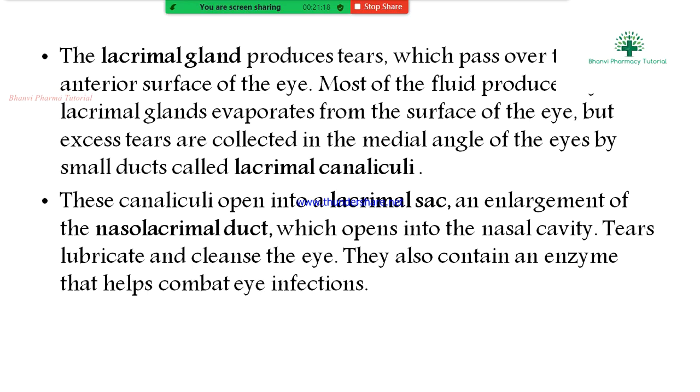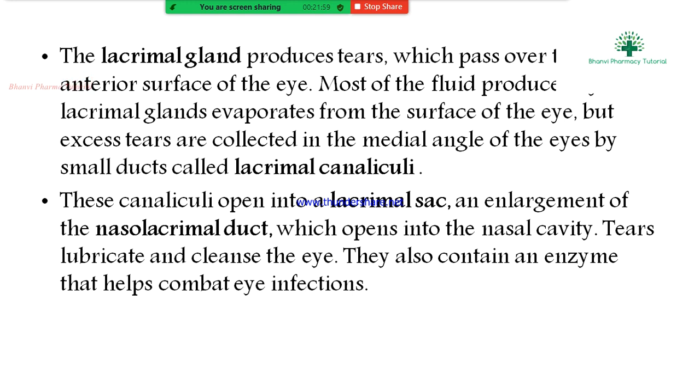Next, the function of the lacrimal glands is the production of tears, which pass over the anterior surface of the eye. Most of the lubricating fluid, the tears, is produced by the lacrimal glands. The tears evaporate from the surface of the eye, but excess tears are collected in the medial angle of the eye.